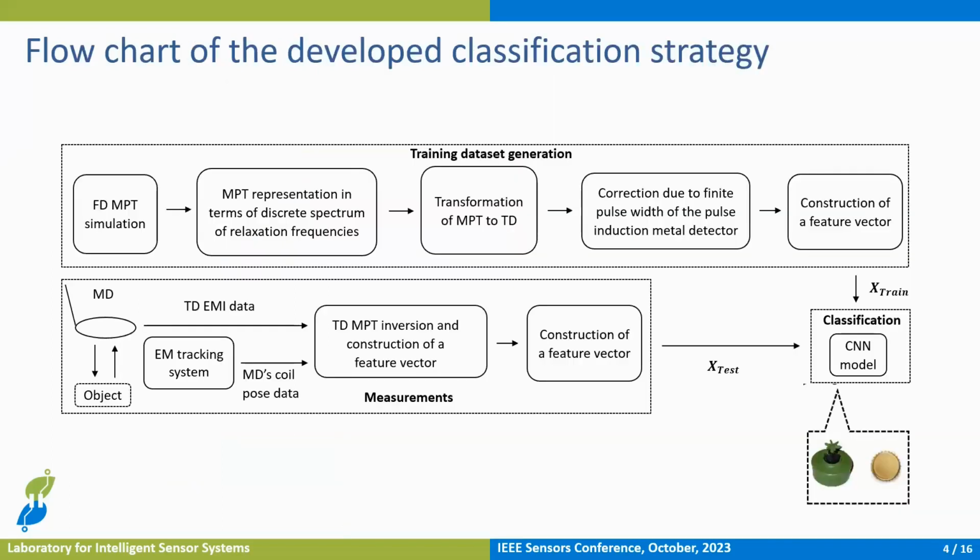So here is the flowchart of the developed classification strategy. Basically, we use metal detector data paired with coil pose data during the scanning to make a decision whether the object is dangerous or not. The true power of this algorithm is that it is exclusively trained on simulations. So we don't need to make measurements to collect the data to train the model. This is very important from the practical perspective. I'll talk about each part of this solution in the following slides.